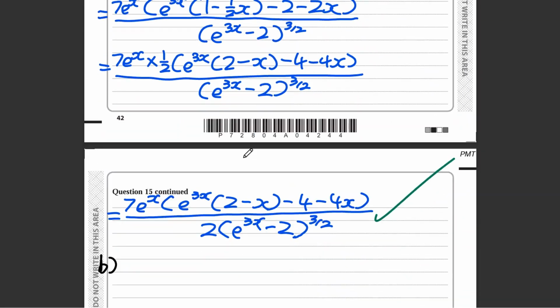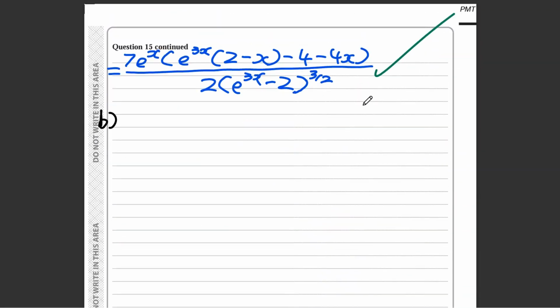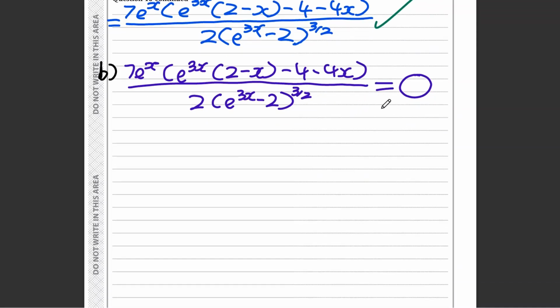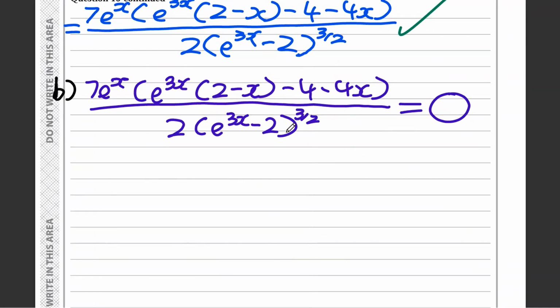Okay, so if we do this, so this is the equation that we made here. So it's going to be 7e to the power of x, and then e to the power of 3x, 2 minus x minus 4 minus 4x over 2e to the power of 3x minus 2 to the power of 3 over 2. This is f dash of x, and this is equal to 0. I'm going to rearrange it in order to get the equation up there. So firstly, let's multiply everything by this 2e to the power of 3x minus 2 to the power of 3 over 2 denominator in order to get rid of this denominator here.